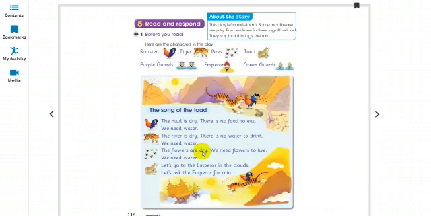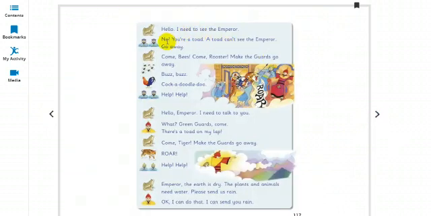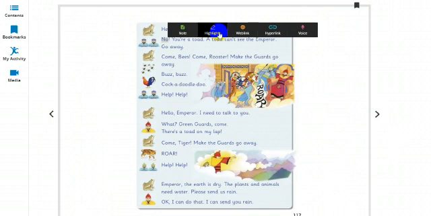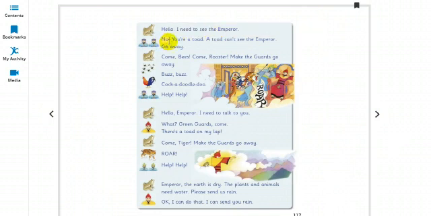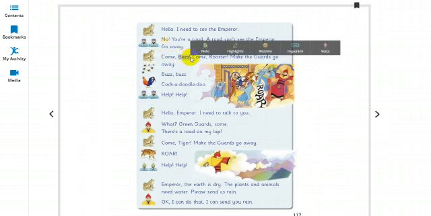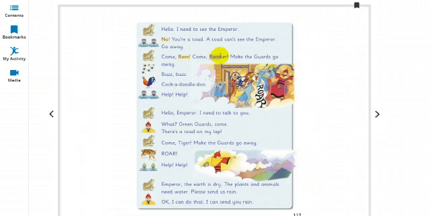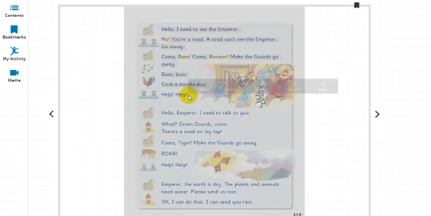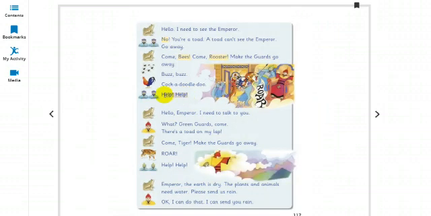So here is the story. Here there is no exclamation mark. Yes, here is an exclamation mark. See, this is an exclamation mark where the character is scared of the toad, so he says no. And here you can see exclamations: rooster, bees. Then here you can see the purple guards get scared when the rooster and the bees come in, they say help, help. That means they are very scared.